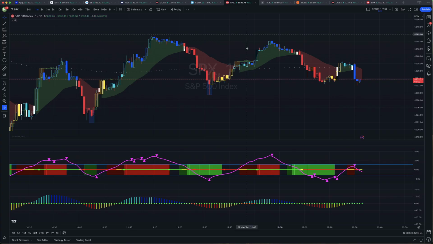You can also, if you're playing SPY, let's say you take 5 contracts on a 1.0, take 3 off into that spike up, and then let 2 ride for a continuation, and just put those at a break even.